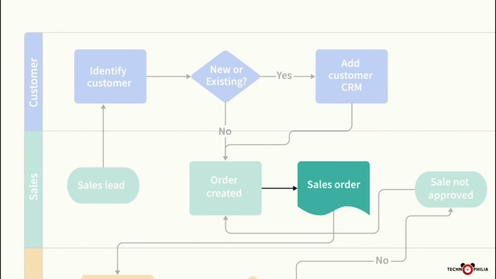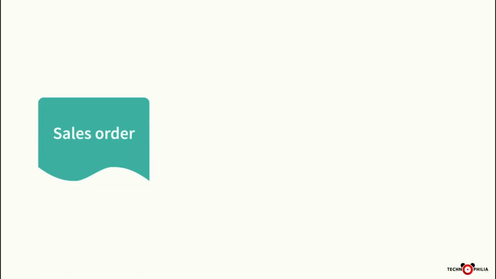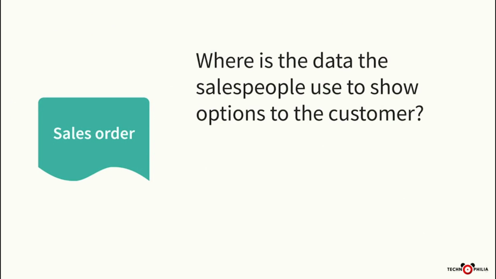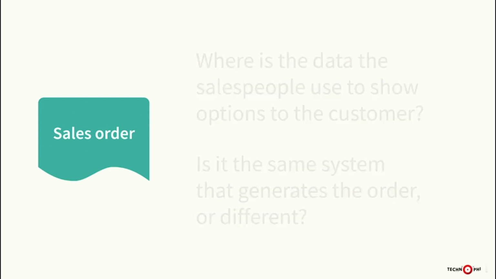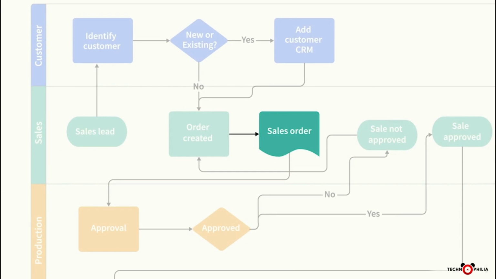I would ask questions like, where is the data the salespeople use to show the options to the customer? Is that the same system that generates the sales order, or is that in a different system? At some point, the sales order then passes to the production team for approval. The production team then will determine if this is something that can actually be approved based on the customer's requirements.